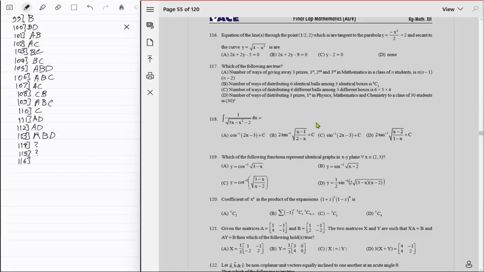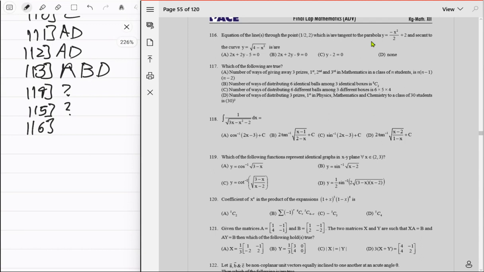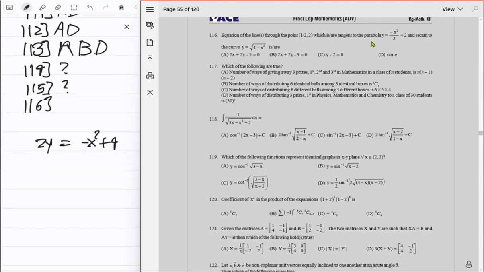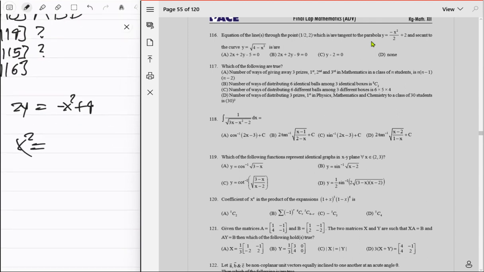Question 116: the equation of the line through the point (1/2, 2), which is a tangent to this parabola and a secant to this curve y equals the square root of a, the positive version. We need a tangent to this parabola, so we use y = mx + c. Rewrite 2y = -x² + 4, so x² = 4 - 2y, which is -2 times (y - 2).